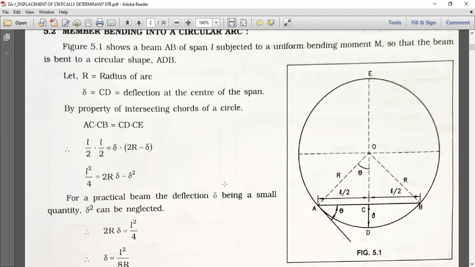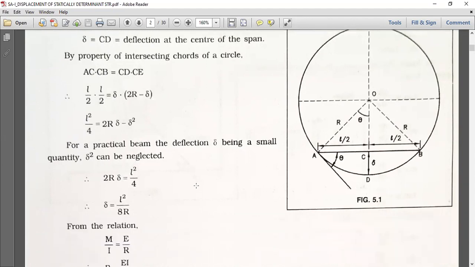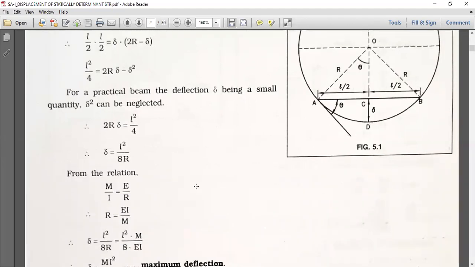Simplify it: L square divided by 4 is equal to 2R delta minus delta square. For a practical beam, the deflection delta being a small quantity, delta square can be neglected. So we can simplify it as 2R delta is equal to L square divided by 4. Therefore delta is equal to L square divided by 8R.